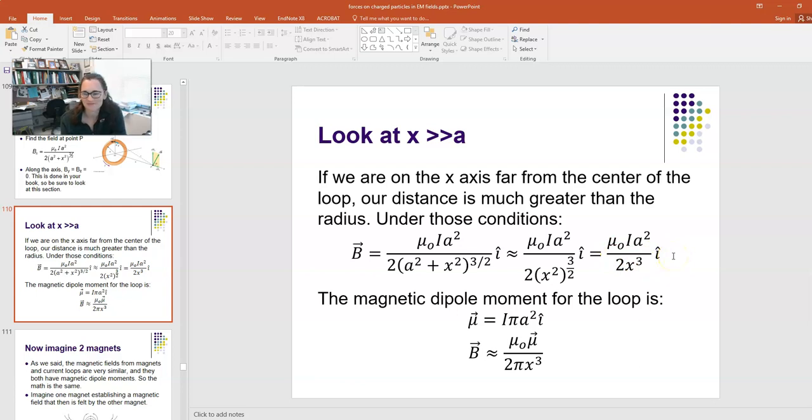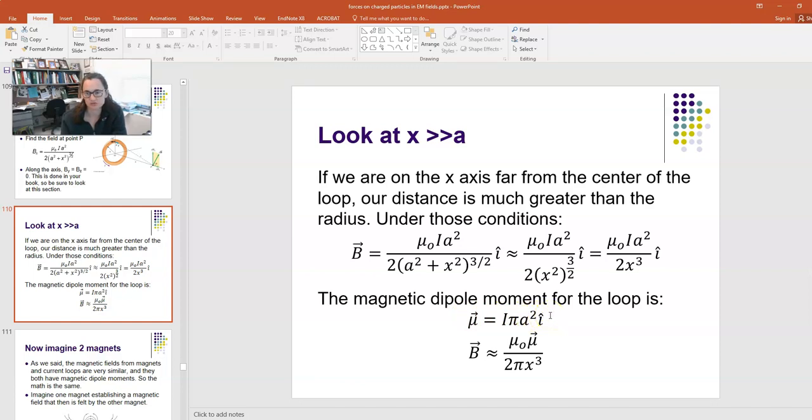And so what you end up with is μ₀Ia² over 2x³ in the i-hat direction. Okay? Now let's think about this a little bit. Remember, a² is the radius of the loop squared. So the magnetic dipole moment for a current loop, for a single turn, is the current I times the area vector, A. Now the area vector has the magnitude of the area enclosed by that loop, and it points in the direction that the magnetic moment points according to the right-hand rule. So our magnetic dipole moment for this loop in particular would be μ equal to I times πa² in the i-hat.